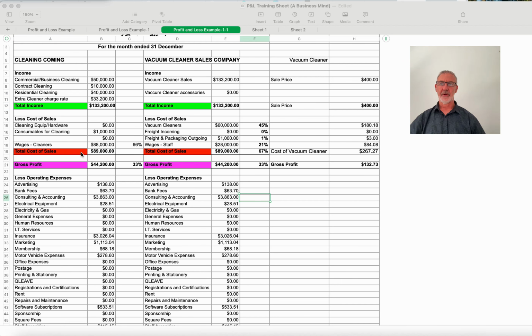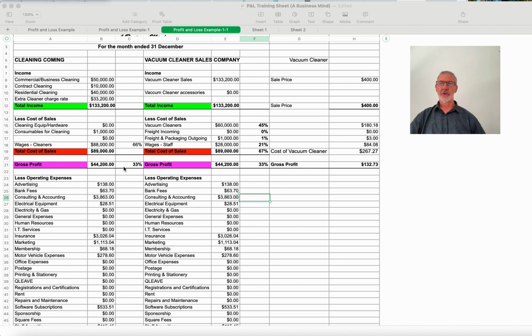As you can see, where I've gone back to the previous example, the extra charge out rate generated 33,200, and we've now increased the gross profit to 33%, or 44,200, which is an extra 30,000.